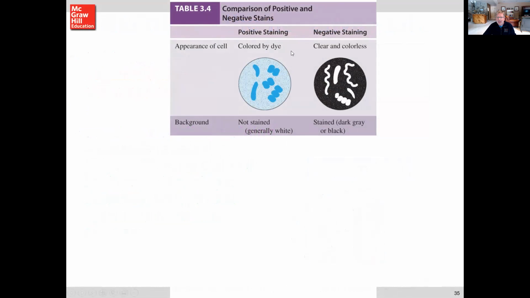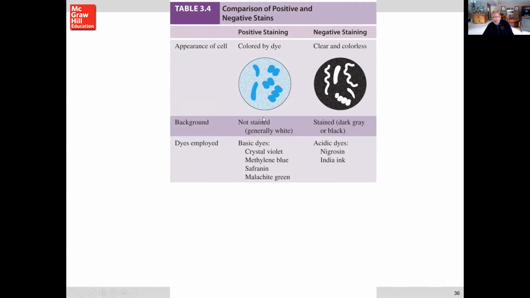Okay, so to summarize, positive stains color the cells, background clear. Negative stains, cell clear, background colored. And in lab, we're going to be utilizing a variety of basic dyes to perform positive stains. In fact, it's the first stain that we're going to do in lab coming up. And I believe we use crystal violet, but there's a variety of basic dyes that one could use to do this. But they're going to color the cells. Again, crystal violet's kind of a purple, methylene blue is blue, safranin is red, and malachite green is green.